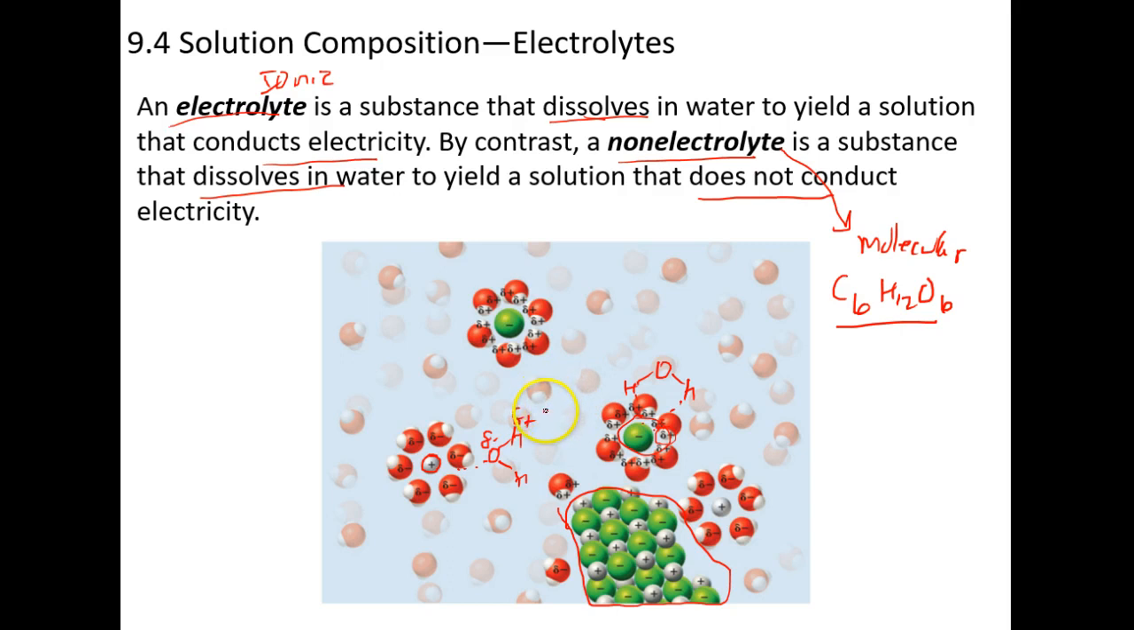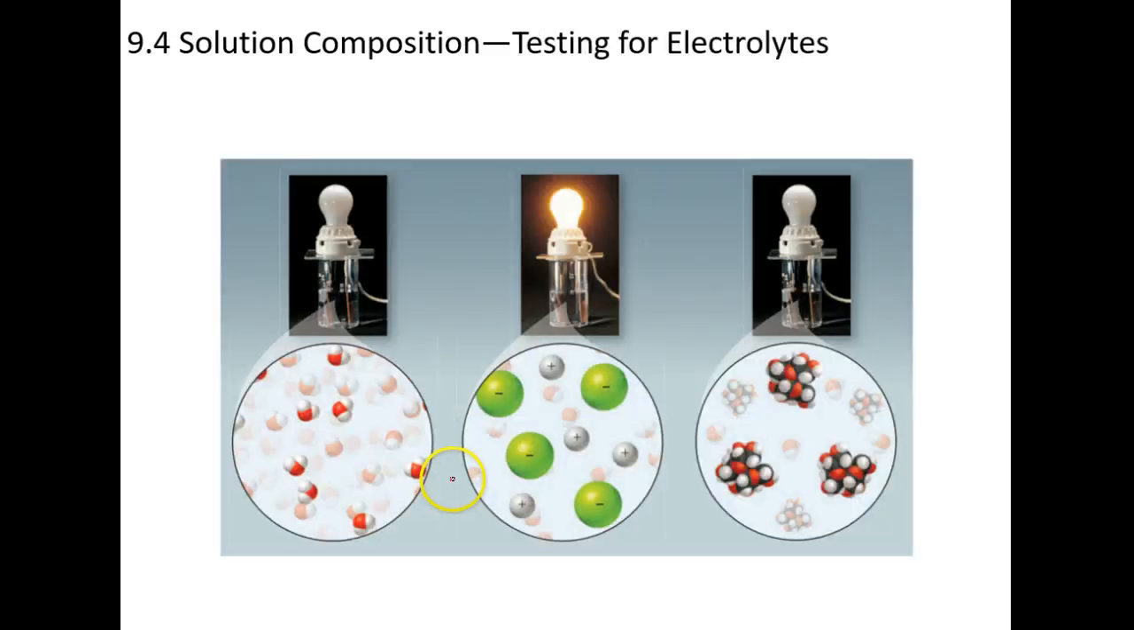Because you have these charges, electricity can actually travel through these, and you call it an electrolyte. Sugar does not have ions, so you have a non-electrolyte. And you can actually see this. If you have pure water, nothing dissolved in it, electricity will not travel through it. You have to have ions in order to have electricity travel through it. So here's a great example.